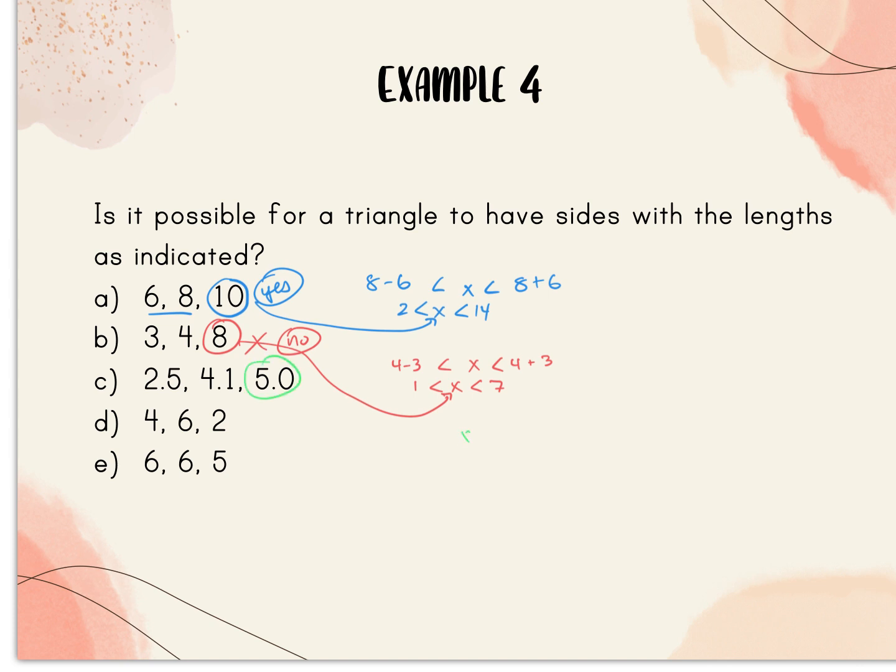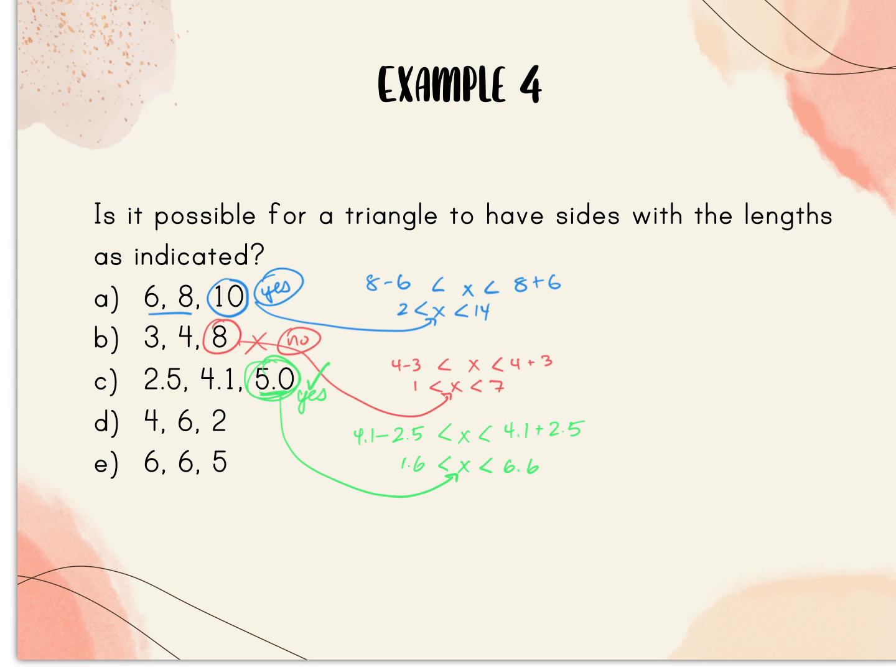I'll start with this 5. I know, again, that my third side, which is 5, they're asking me if it can be 5. I know that it's got to be less than the sum of 4.1 plus 2.5, and it has to be greater than the difference of 4.1 minus 2.5. Well, when I subtract these, I get 1.6 is less than x, which is less than 6.6. And again, 5 falls in the middle here, and it does, so 5 is a valid third side. Okay, so that's how we do these problems.